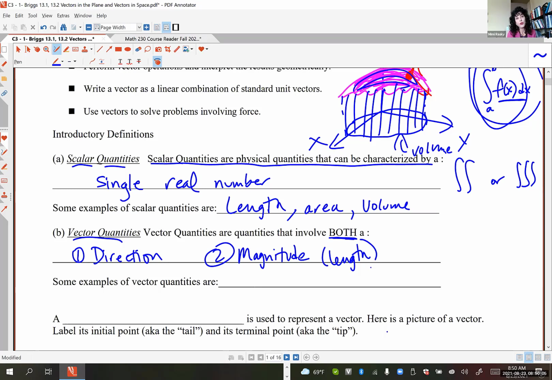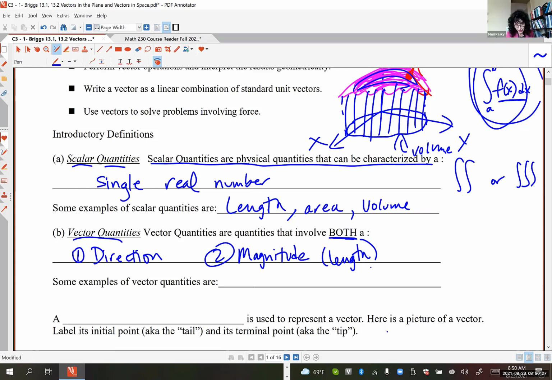Now, in this course, we're going to limit ourselves to 3 dimensions, okay? On occasion, I might talk about 4 dimensions. But if you're taking linear algebra, that's a fun course. They work in any dimension. Okay, now what are some examples of vectors?